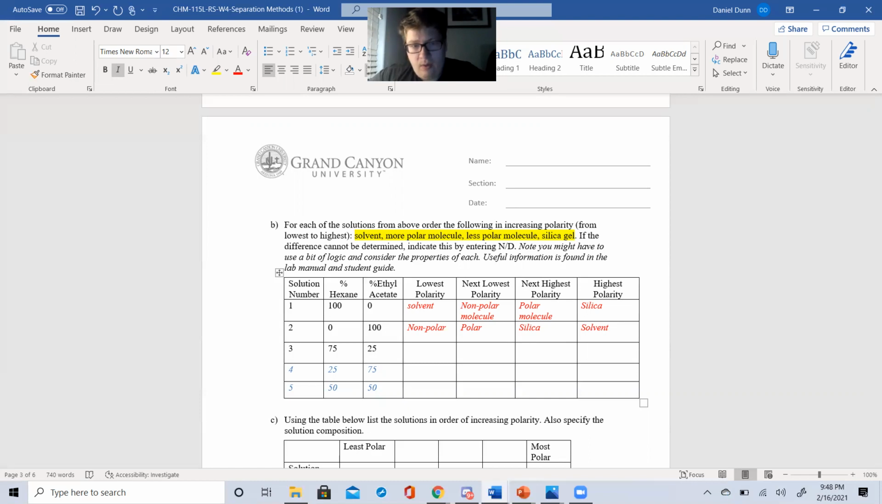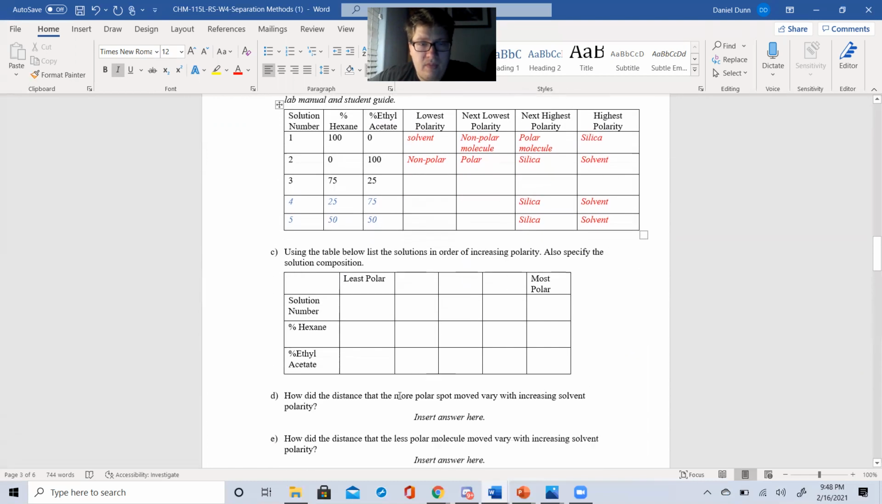But the more ethyl acetate you have, the more polar things are. And hint, hint, wink, wink, around these last two, the solvent and silica are almost the same strength. But I would recommend putting the solvent here. Hint, hint, wink, wink. And then the silica. And then you can figure out the rest on yourself. That's what I'm looking for right there. Right here, you got to tell me which solvent or which solution number was the most and least polar.